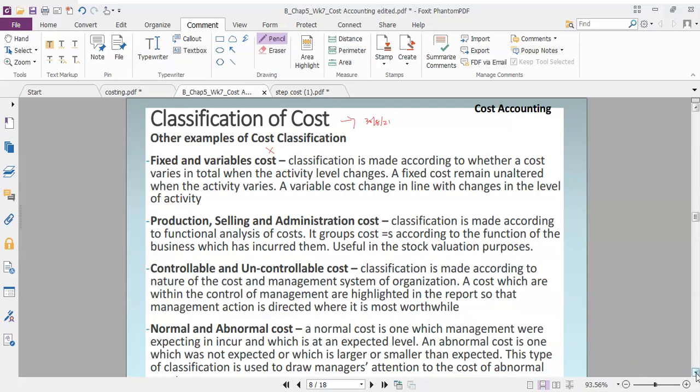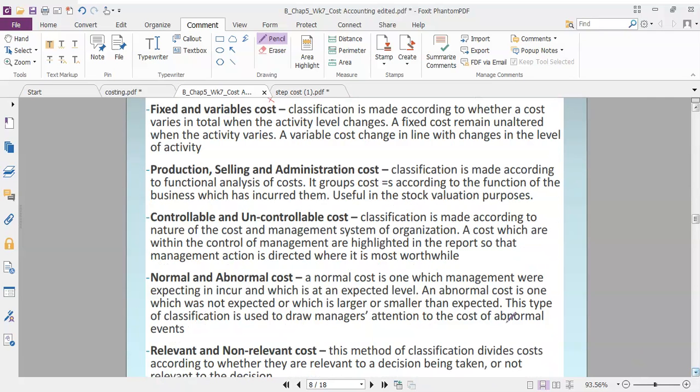Okay. Kalau normal and abnormal pula. A normal cost is one which management were expecting to incur. Controllable and normal ni berkurang je, which is at an expected level. Kalau normal maksudnya seperti biasalah, dia expect production ataupun cost yang terhasil pada kita buat production tu akan sama saja, normal macam biasa. But kalau abnormal pula, an abnormal cost is one which was not expected. Kita tak expect benda tu, or which is larger or smaller than expected.